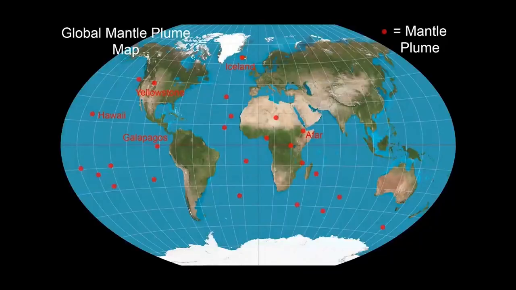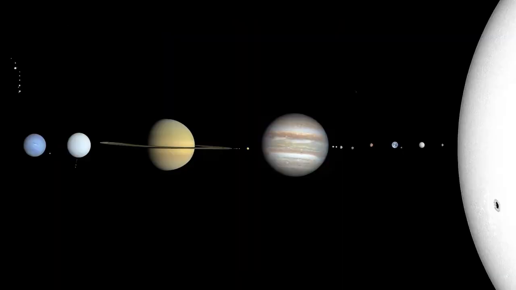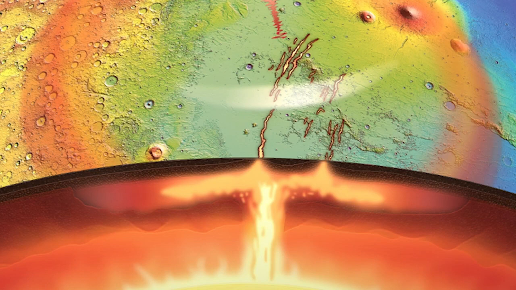Here's the global distribution of mantle plumes. Note that the other planets like Mars and Venus, which don't have plate tectonics, have mantle plumes. Mantle plumes then are not obviously related to plate tectonics.